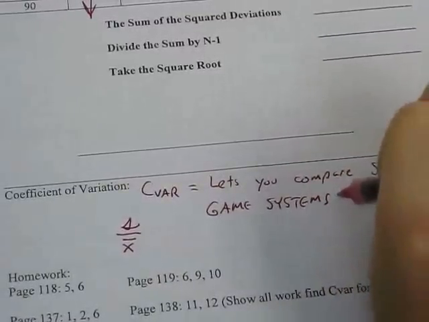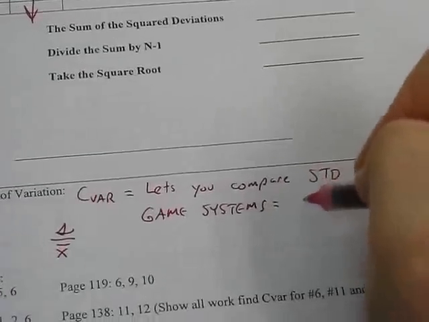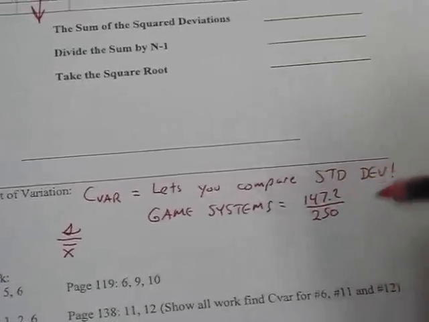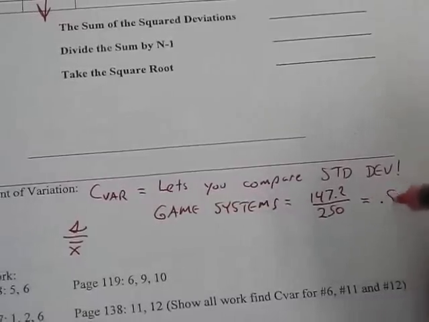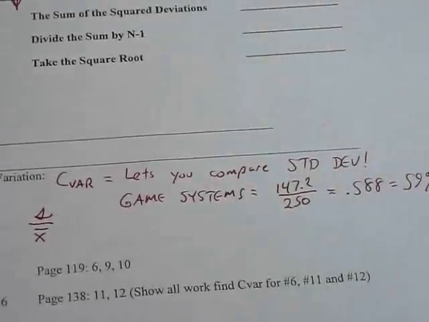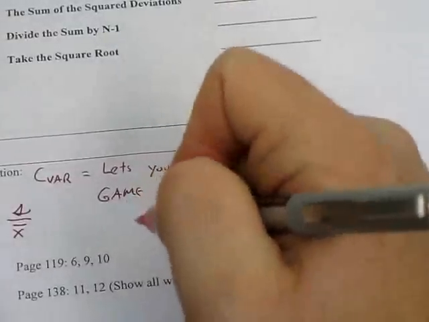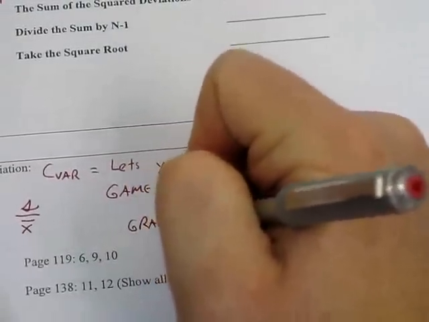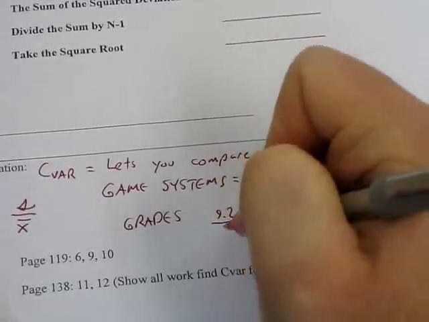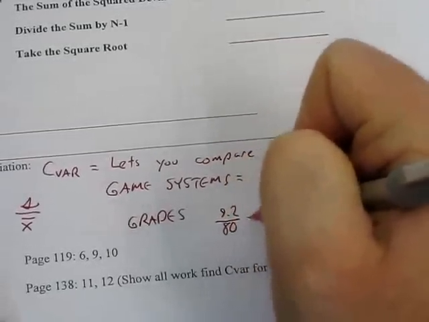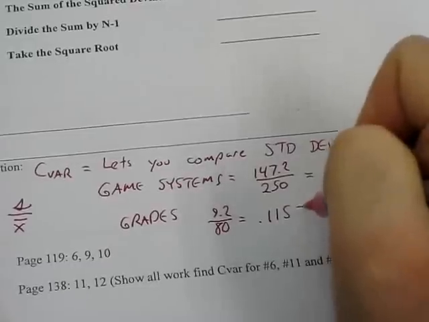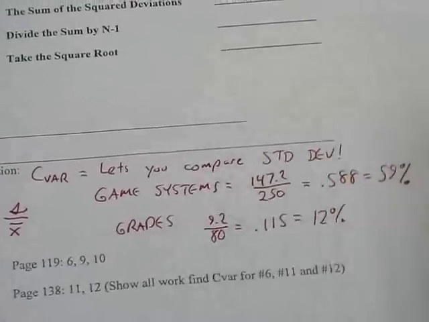Okay, so the gaming systems. We had found our standard deviation was about $147.20, and we're dividing that by the average price of $250, which gives you 0.588, or 59%. Then we're going to take a look at the grades of Susan, and Susan had 9.2 standard deviation over an average of 80, which is 0.115, or 115 thousandths, which is roundable to 12%.